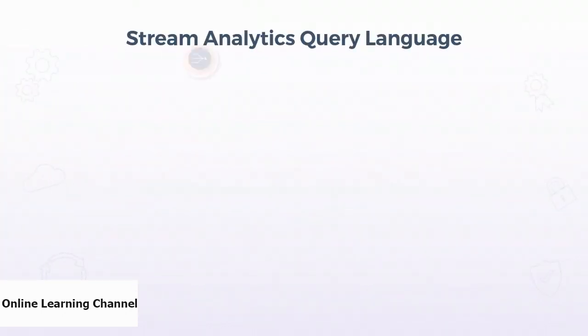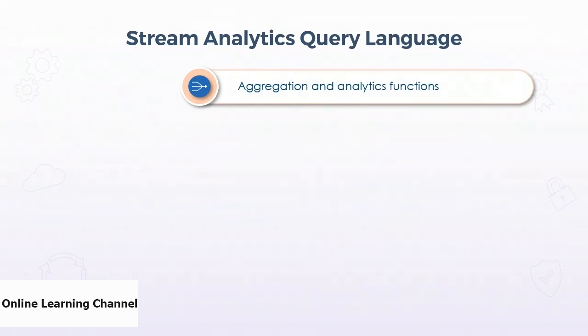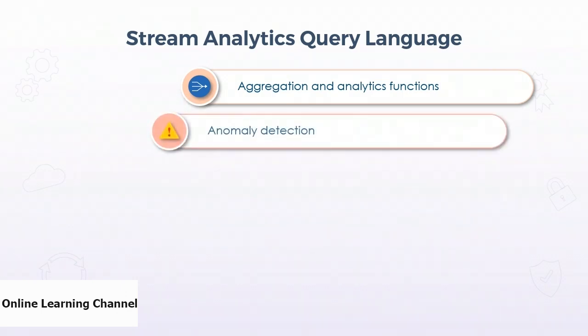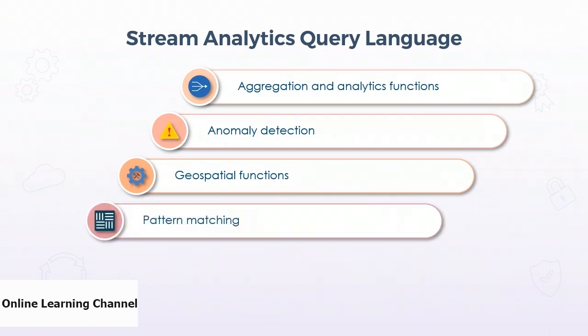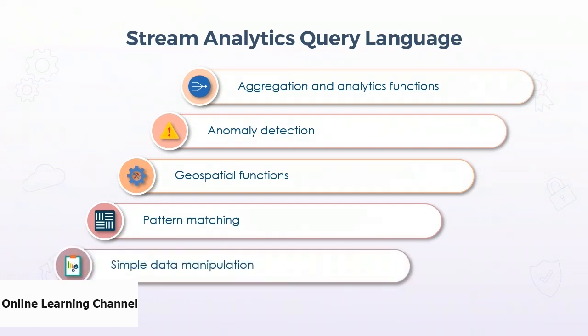Now let's take a closer look at the Stream Analytics query language, which allows you to perform complex event processing of streaming data. It has functions for aggregation as well as analytics. This can allow you to analyze such things as rolling averages or the median value of stream data over time. It has anomaly detection functions, so you can alert on anomalies in the data. Geospatial functions allow you to analyze data that contains geospatial information. Pattern matching can help you perform such analytics as determining which web entries have keywords in them. And there is simple SQL-like data manipulation as well.